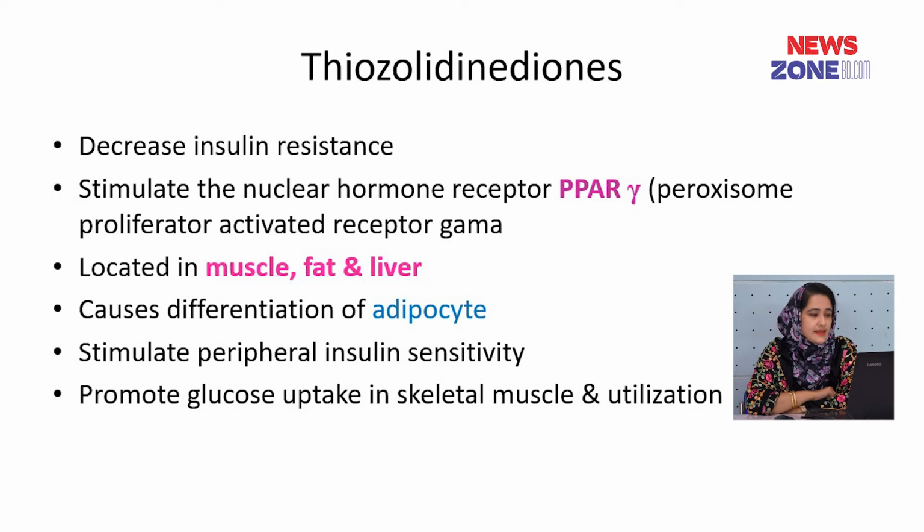Now, the third drug, thiazolidinediones, is another insulin sensitizer. How does the drug act? It decreases insulin resistance. It stimulates the nuclear hormone receptor, peroxisome proliferator activated receptor gamma, which is located in the skeletal muscle, adipose tissue and liver. It causes differentiation of the adipose tissue and stimulates peripheral insulin sensitivity, and thus it is called an insulin sensitizer. It promotes the peripheral uptake of glucose in the skeletal muscle and increases the utilization of peripheral glucose.